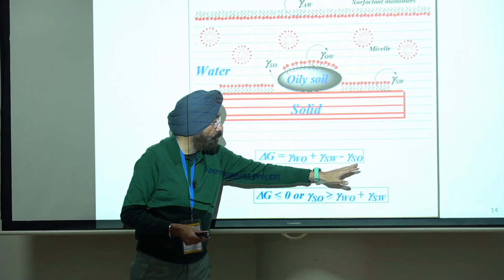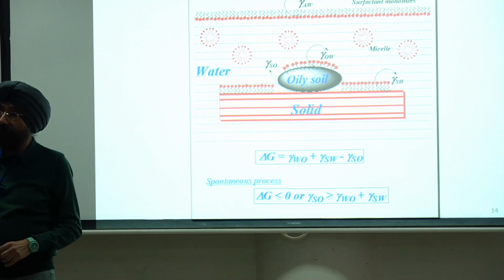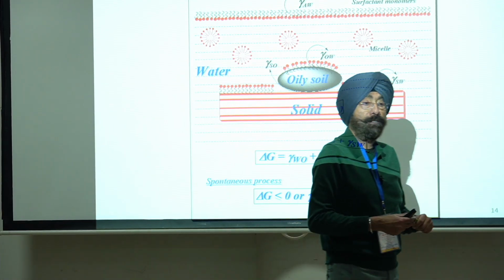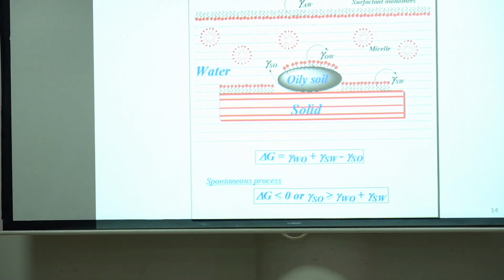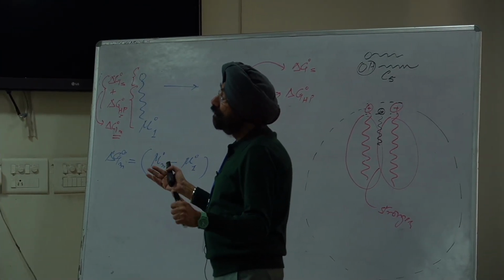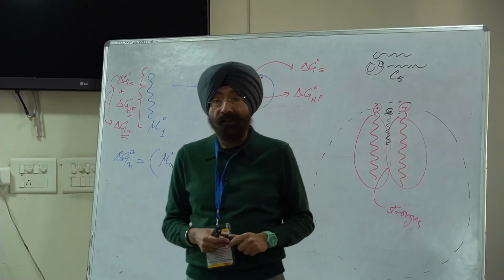Thereby, the magnitude of the solid-oil term is automatically going to be increased. And thereby, we are going to have delta G negative or 0, and hence the process is going to be spontaneous. This is the cleaning action. This is the most prominent example of a surface active molecule, a surfactant.